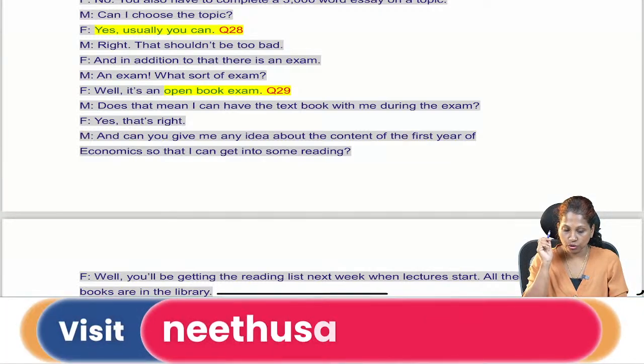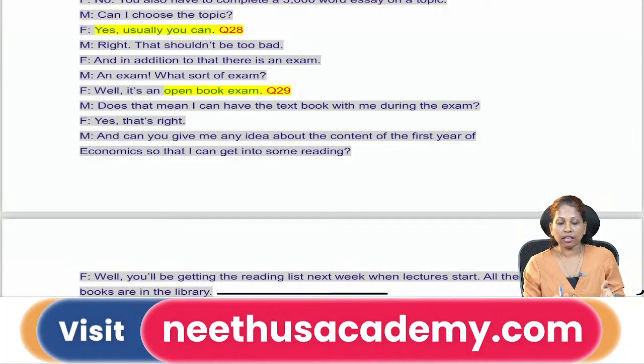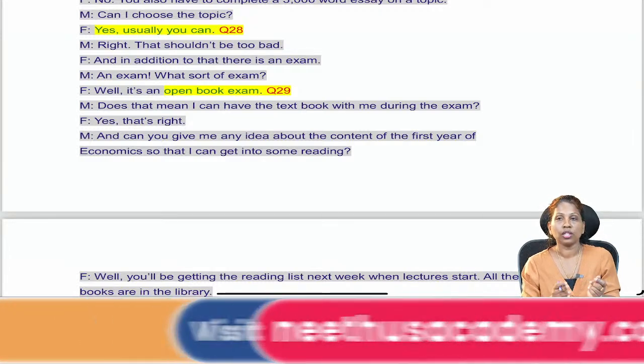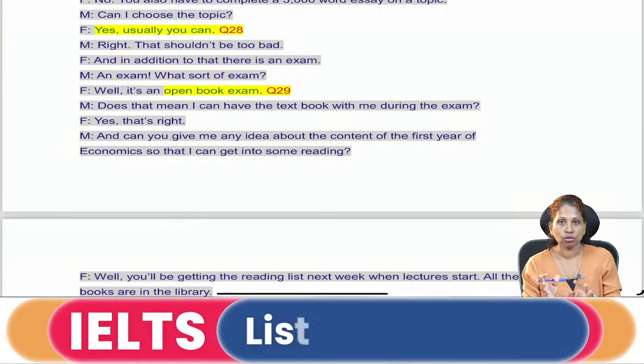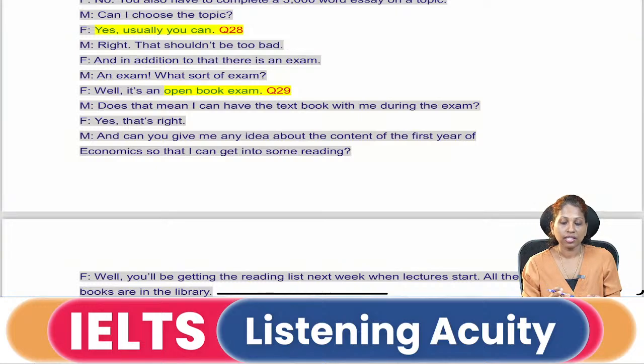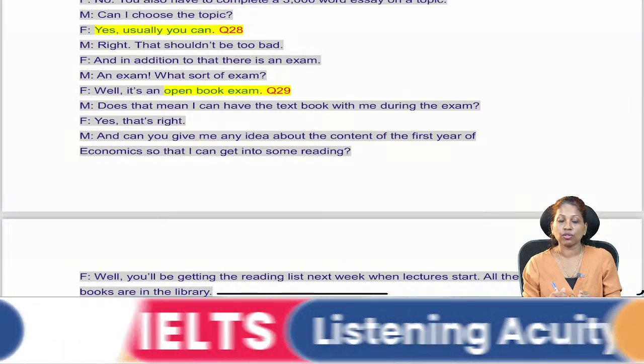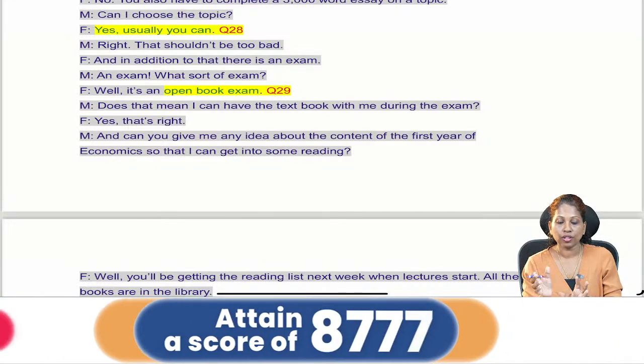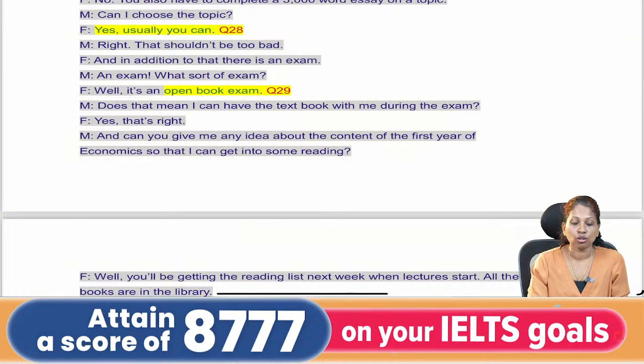Sort. What is the meaning of the word sort? If I say there are a lot of sorts of, it means types of, kinds of, different. Sort of is generally synonymous to types of or kinds of. So that was type of exam, right? So kind of exam. So what sort of exam?